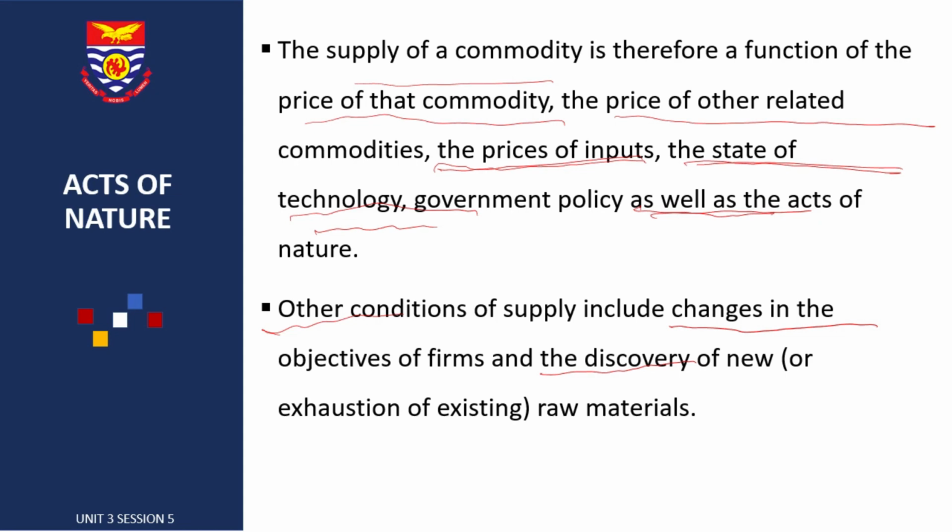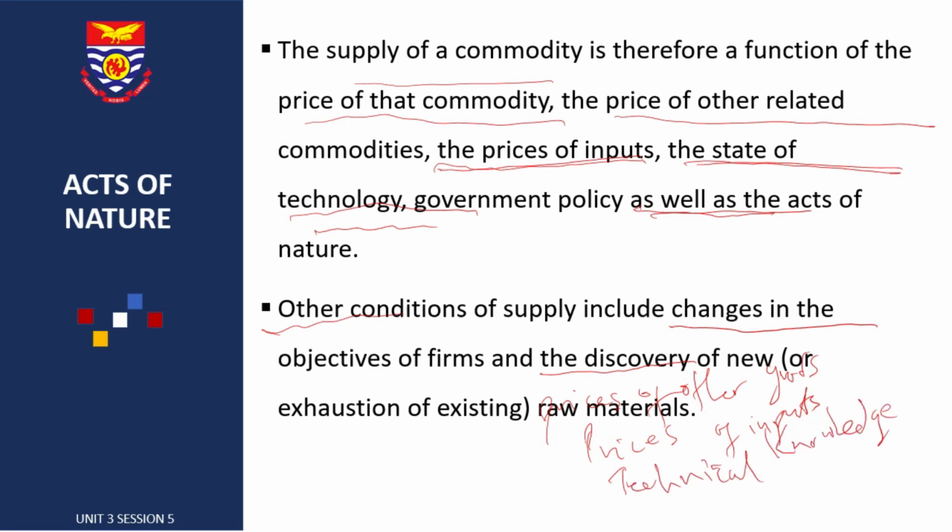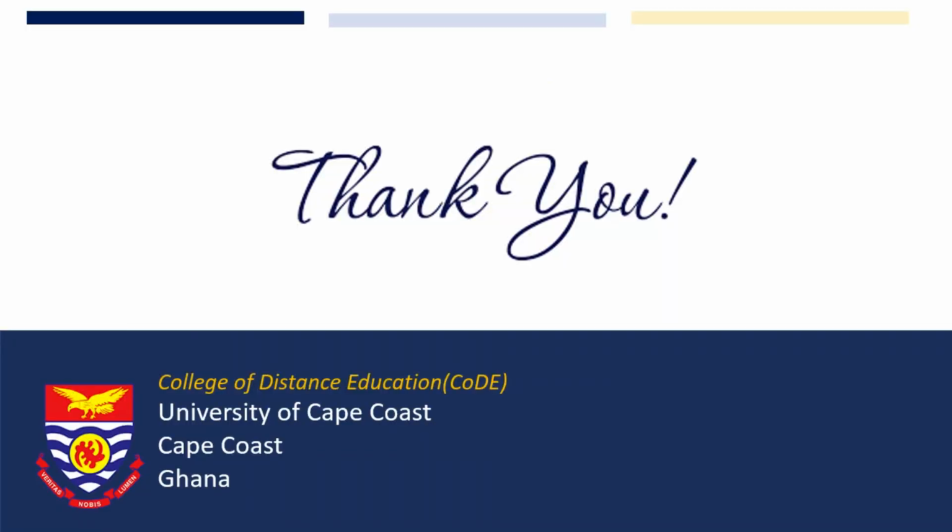Now that brings us to the end of this session. In this session, we talked about determinants of supply. We are doing a quick revision. We mentioned prices of other related goods. We made mention of the prices of inputs, what you put into producing what you produce. We made mention of technological knowledge, the government policy, the number of suppliers, and then we ended with act of nature. That brings us to the end of the session.